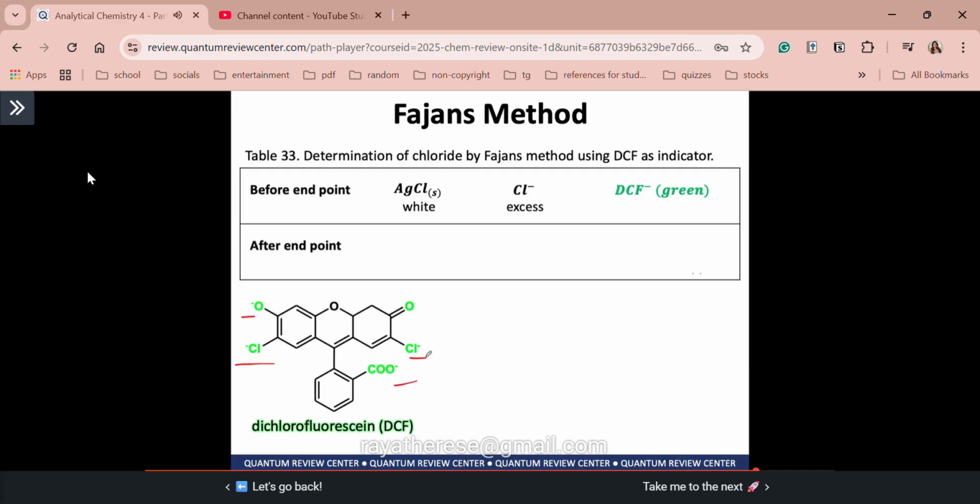After endpoint, tapos na lahat ng chloride, silver will be in slight excess in your medium, in your mixture. Kaya magiging positive naman, class, ang overall charge ng mixture due to the slight excess of silver. Silver positive, DCF negative, uy, match. Kaya kakaroon ng adsorption. So the indicator will change color once it gets attracted. Nagiging pink siya, class, upon adsorption.